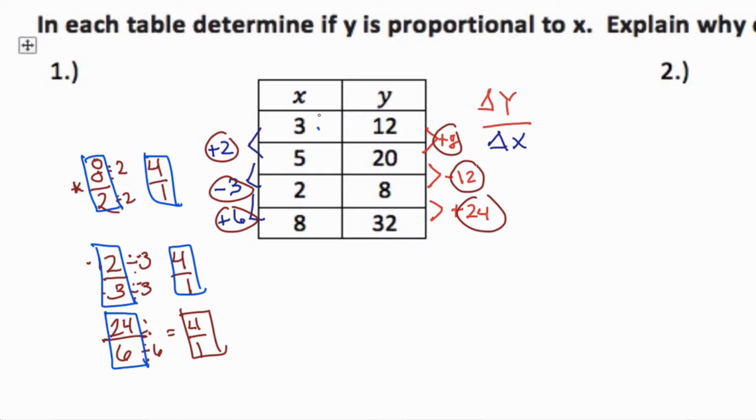You might have noticed already, if you tried a different strategy, that they all have the same rate. 3 times 4 is 12, 5 times 4 is 20, 2 times 4 is 8, and then you would say, see, they do have the same rate. Just wanted to show you this because if you use the change in y over change in x strategy, you might have gotten tricked.